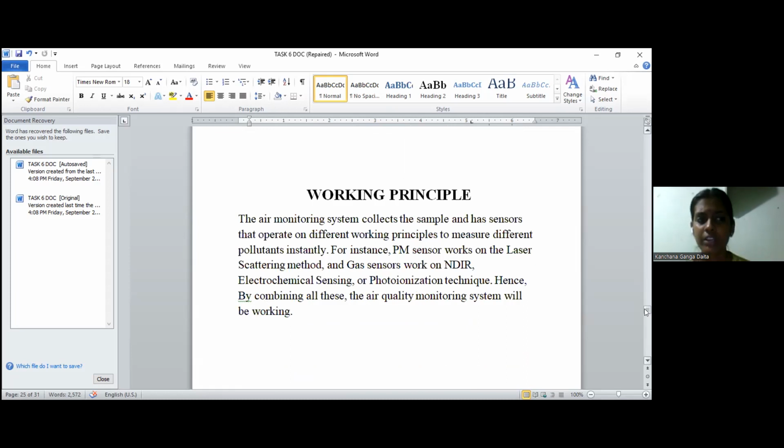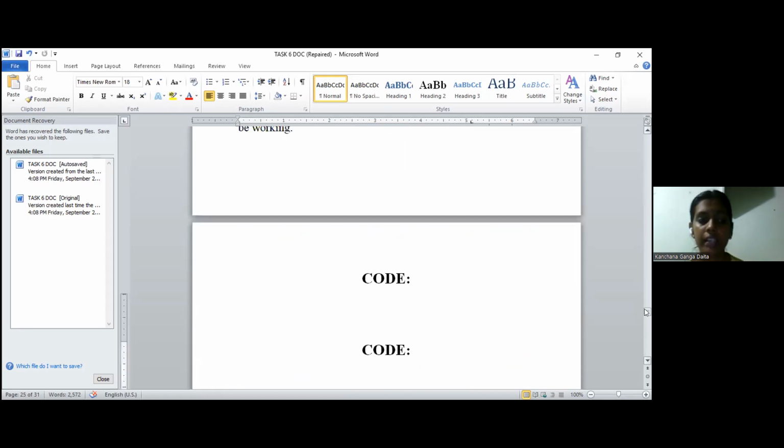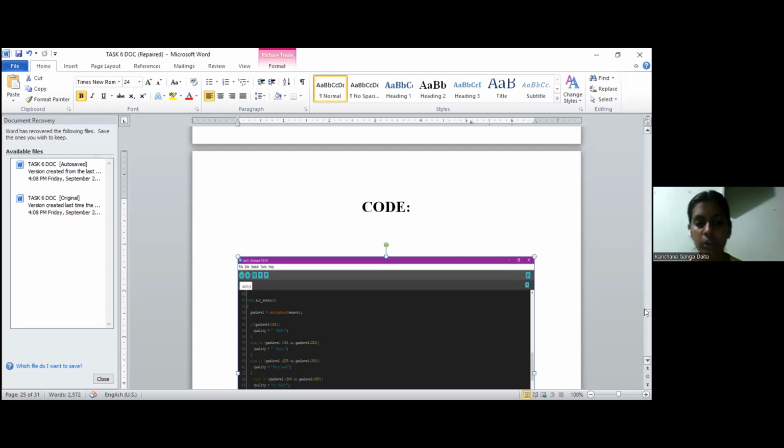So how does general air quality monitoring work? It collects all the samples from all the sensors and computes in its own way, like by the scattering method, LSR method, gases by the NDIR method, electrochemical sensing, photoionization, etc. There are so many methods of working, so those are the ways.